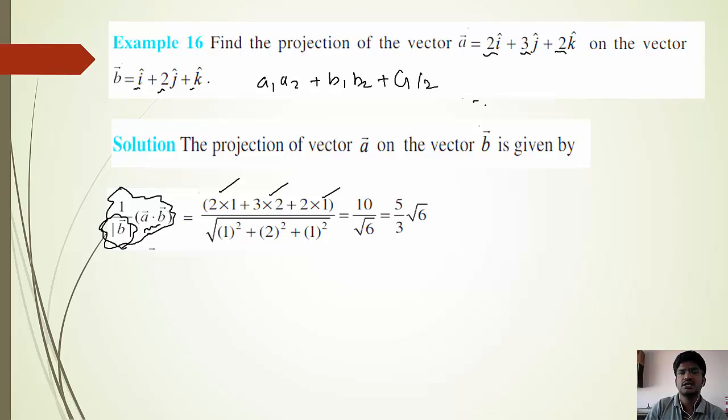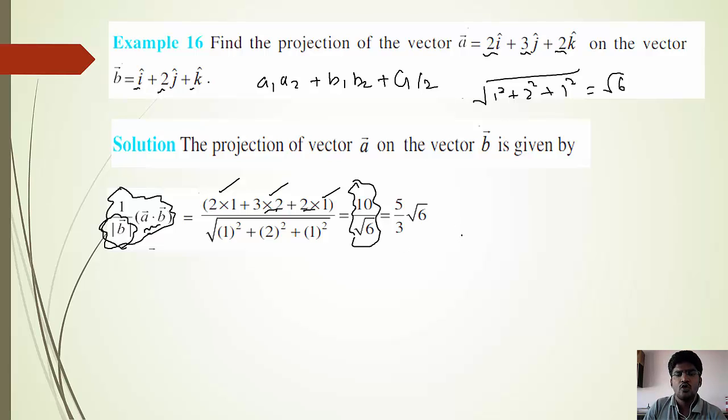What does this magnitude of B tell? See, magnitude of B is equal to root of 1 square plus 2 square plus 1 square, that is root 6. So 10 by root 6, that is nothing but 5 by 3 root 6. So from this we can simplify that this is going to be 6 plus 2, 8 plus 2, 10, 10 by root 6. So from this, what have you got here? You have got the projection of vector A on B.